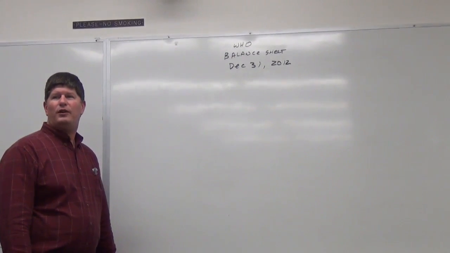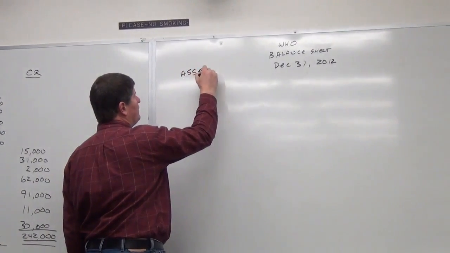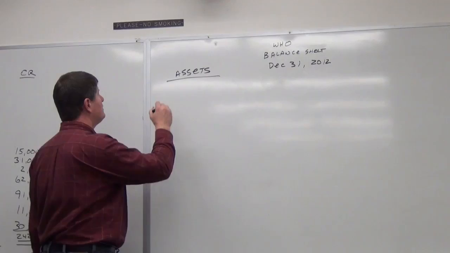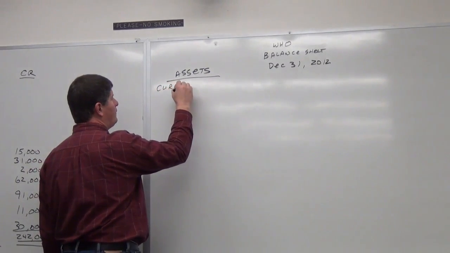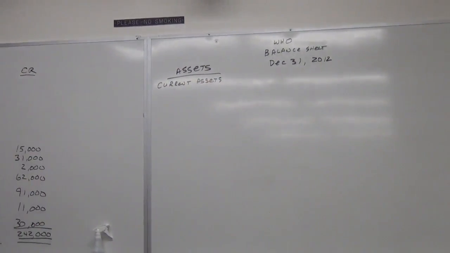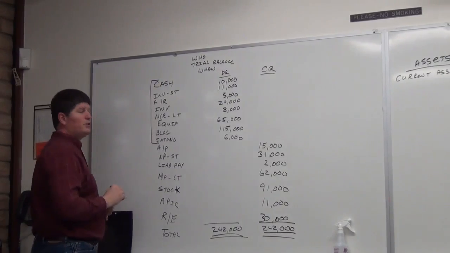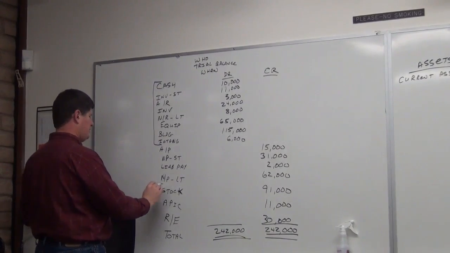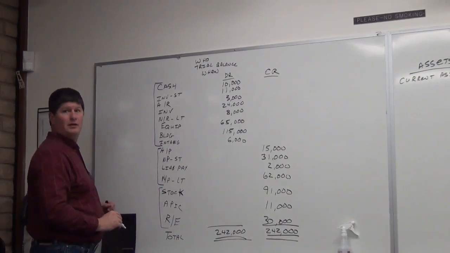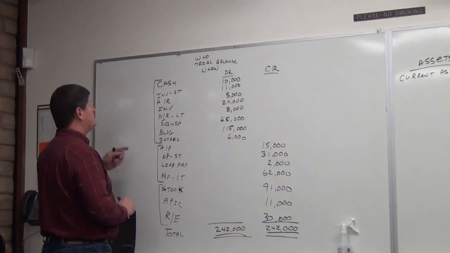What's the first part of the balance sheet? Assets. You need that header. Under that, we're doing a classified balance sheet, so we would go current assets. Let's come over here and talk about this. What are our assets? Cash all the way through intangibles. There's your assets. Our liabilities are here. And there's our stockholders' equity. Good? Okay.